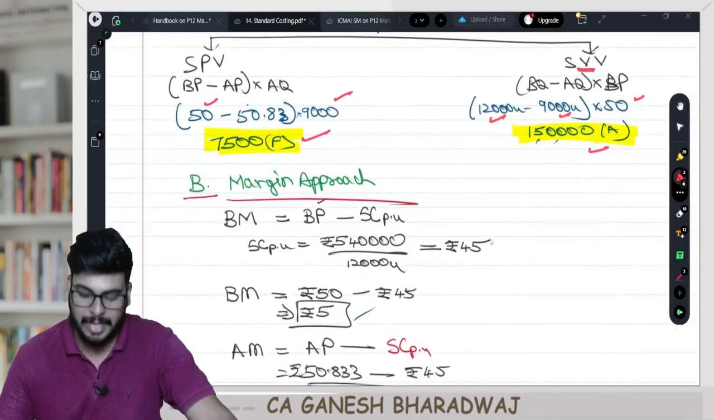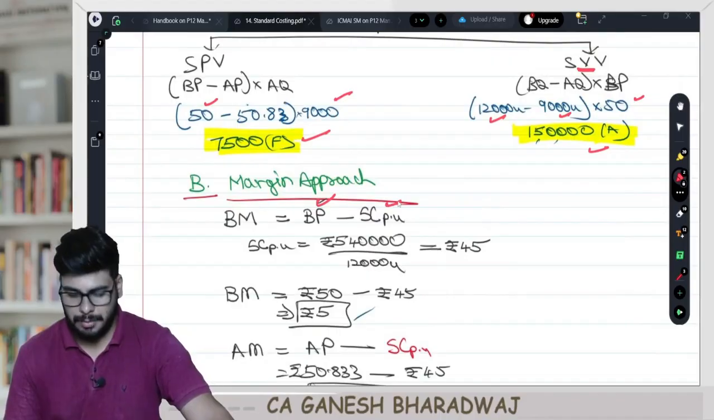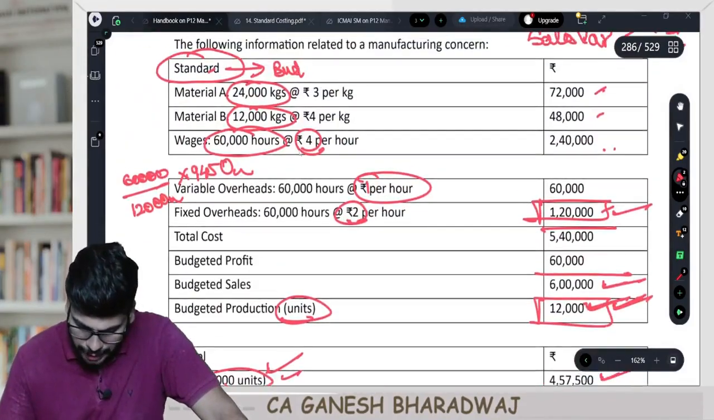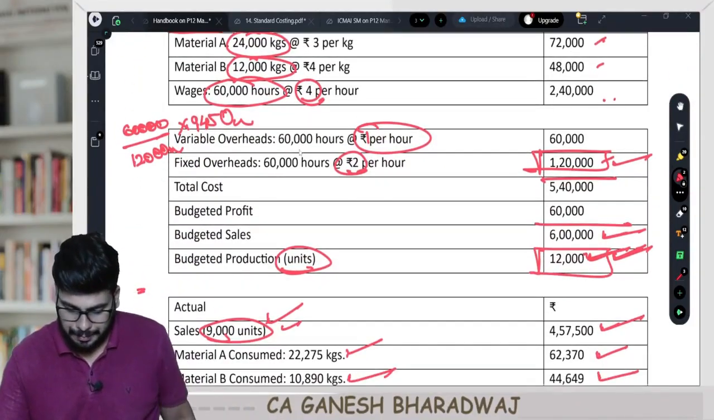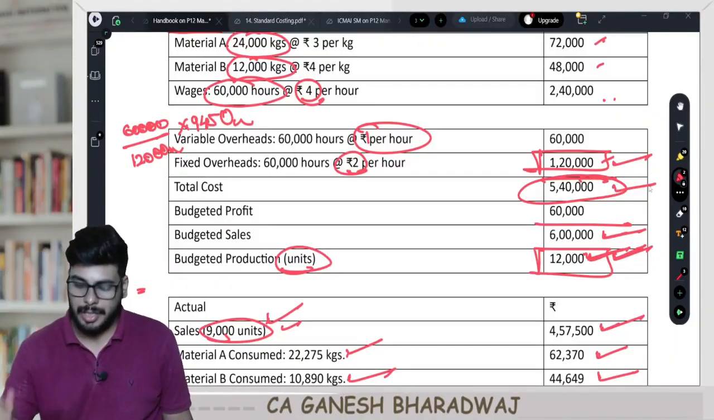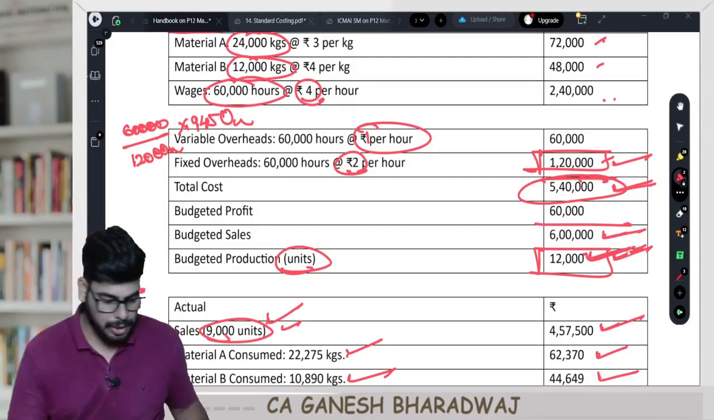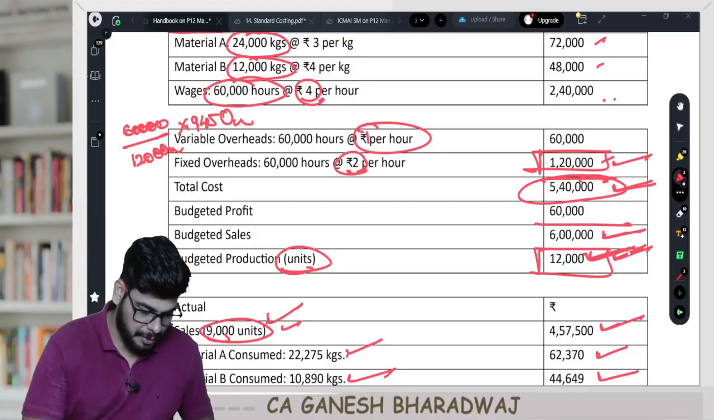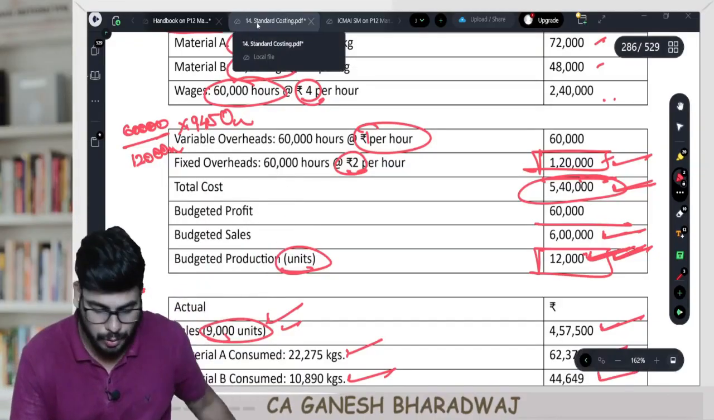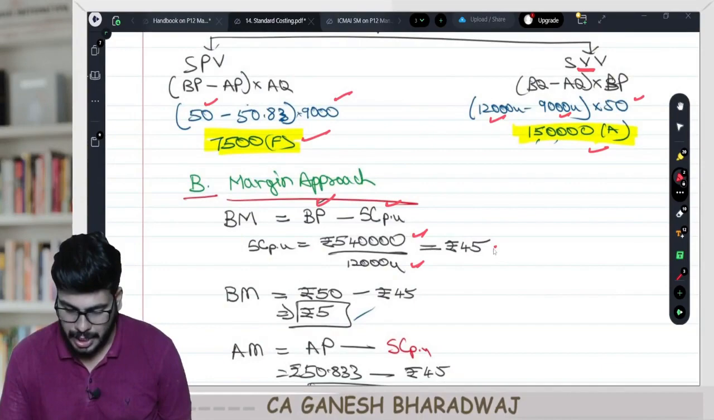Now, how will I calculate the budgeted margin? It's the budgeted selling price minus standard cost per unit. Now, sir, what is standard cost per unit? Very simple. Look at this. In my budgeted data, what was the total cost that I planned? I was allowed to incur 5,40,000 rupees of total cost to produce how many units? 12,000 units. So 5,40,000 divided by 12,000 units, it's 45 rupees per unit.